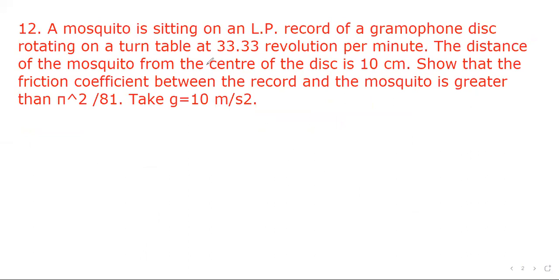A mosquito is sitting on an LP record of a gramophone disc rotating on a turntable at 33 and 1 by 3 revolution per minute. The distance of the mosquito from the center of the disc is 10 centimeter. Show that the friction coefficient between the record and the mosquito is greater than pi squared by 81. You can take g equal to 10 meter per second square.